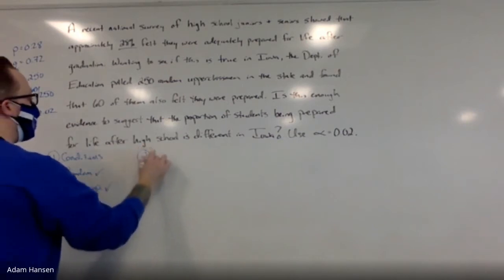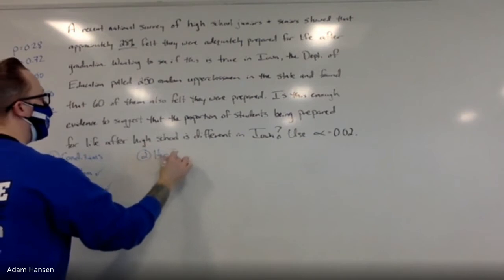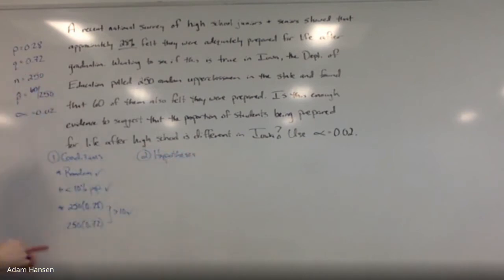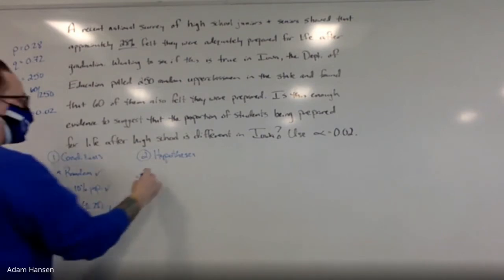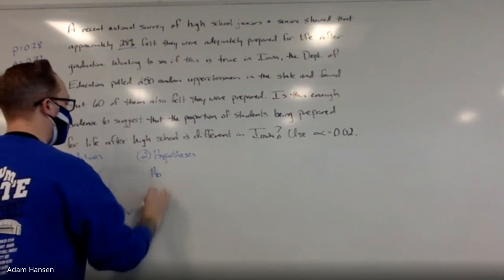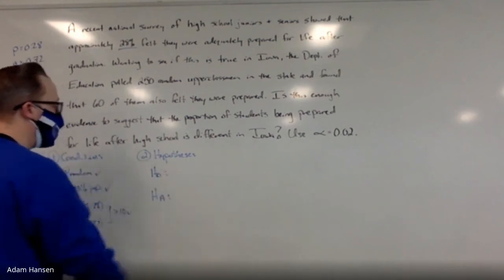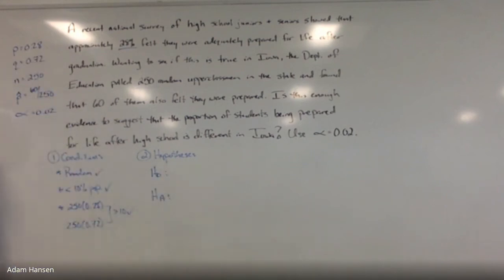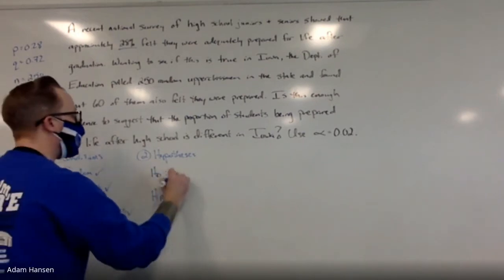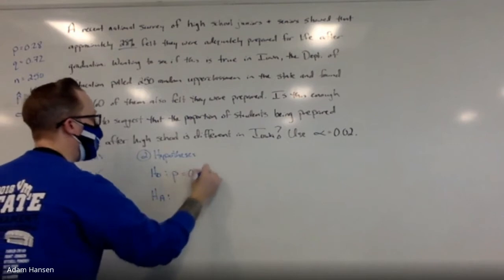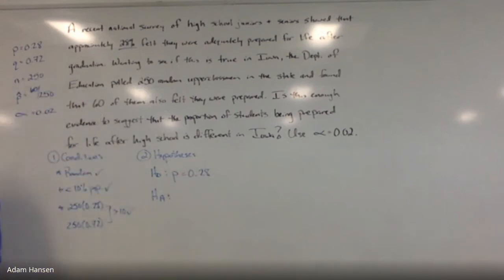Part 2, let's do the hypotheses. This is an important step because it kind of frames the rest of your hypothesis test. What's our H0 and Ha? What'd you guys write? Null hypothesis: p is equal to 28%. So let's assume there is no difference, the status quo. Here in Iowa, we still have approximately 28% of students that felt like they were adequately prepared for life post-graduation. What else?